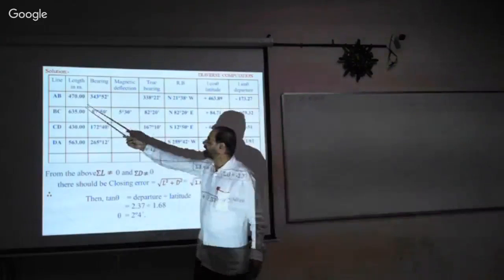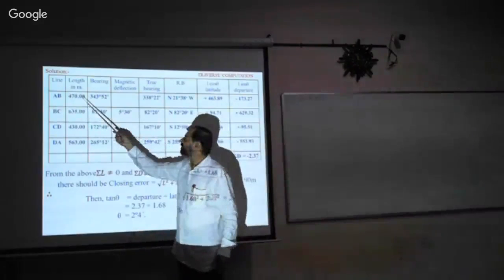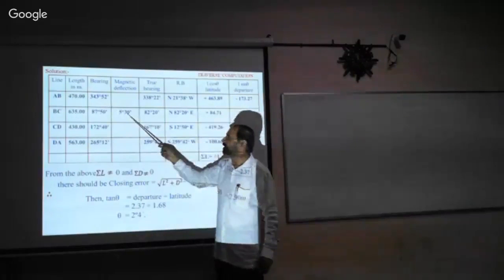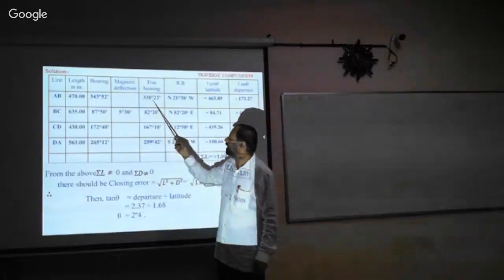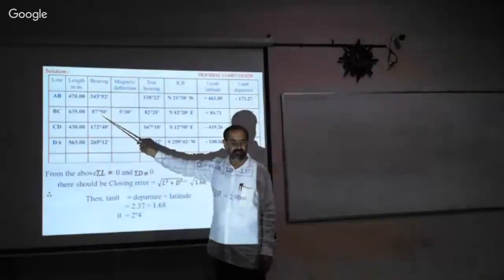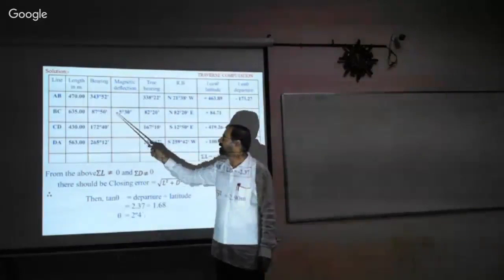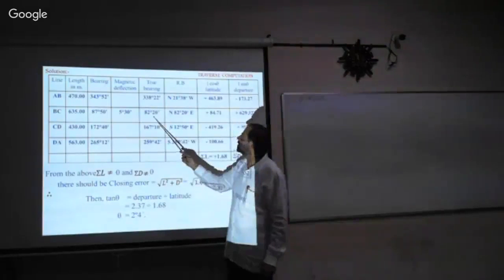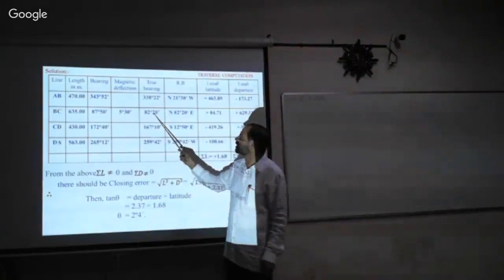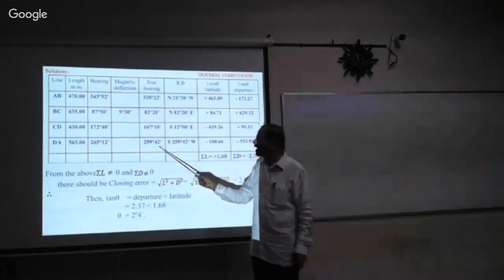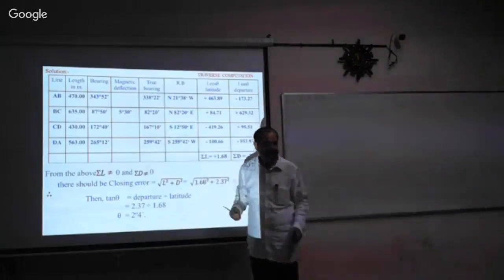This is the first line AB, 470 meters, and this is the observed bearing. This is the magnetic declination. Now this is less 5 degree 30 minutes. This is 87 degree 50 minutes less 5 degree 30 minutes. Now this is the true bearing of the line BC. This is the true bearing of line CA. Understood?